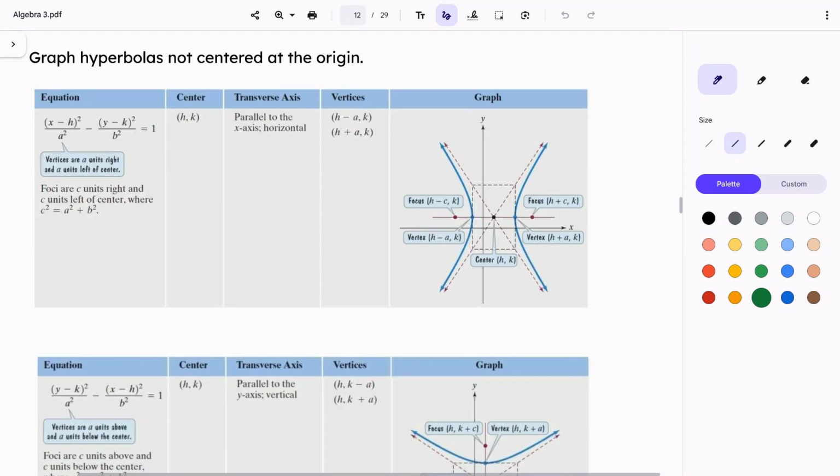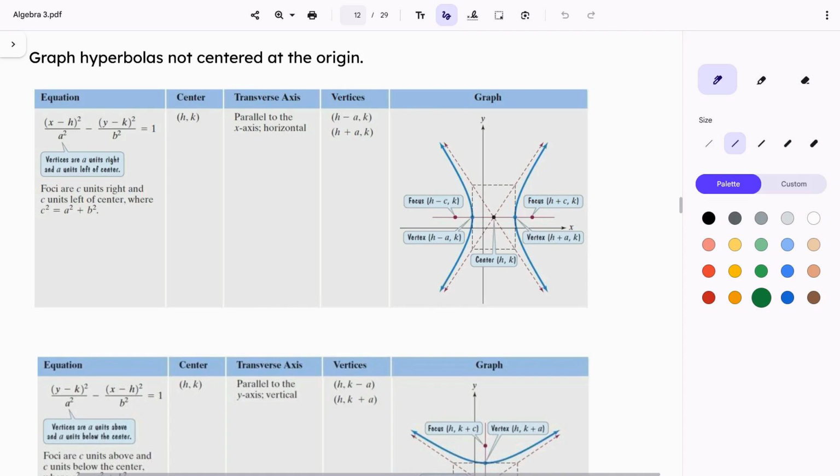For the first half of this section, what we did in our previous lesson was we just centered the hyperbolas at the origin, 0, 0. So now we're going to talk about what happens if we move the hyperbola away from the origin, like we did with the ellipse. We started at the origin for the ellipse, then we talked about what it looks like if we move it away from the origin to a different point.